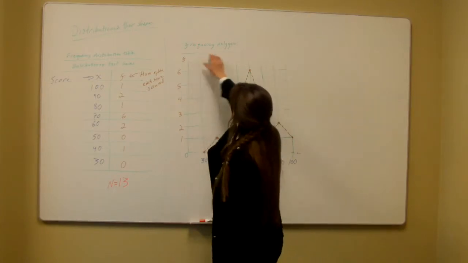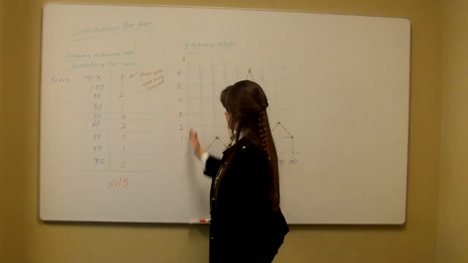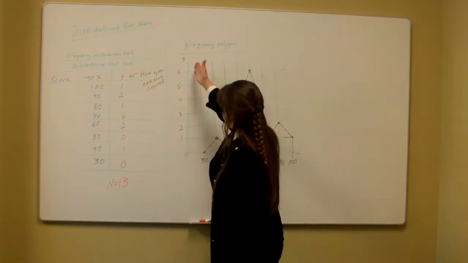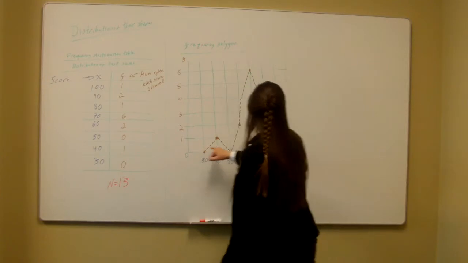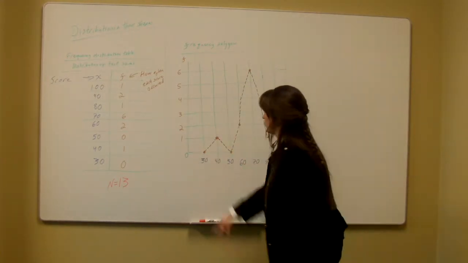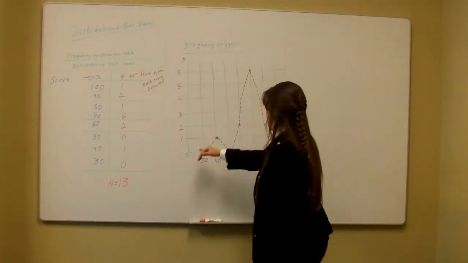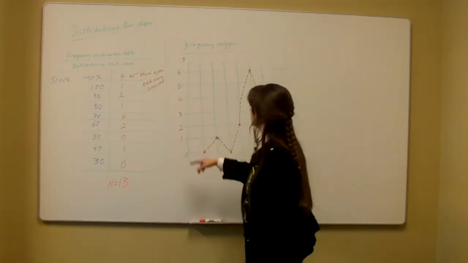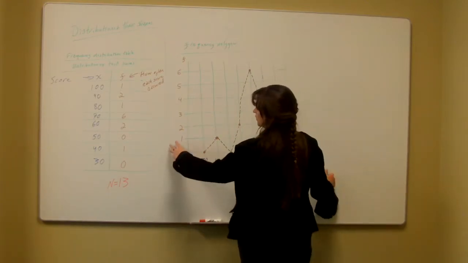So when we put this on a frequency polygon, the F will go on the left side, going from top to bottom, and then the X will go across here. If this were to be drawn out more, you'd have an X and a Y axis. So the F goes on the Y and the X goes on the X. When we draw it up, we have to start at 0 on the left, and then you work up.